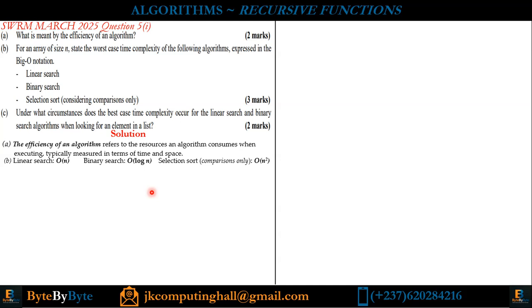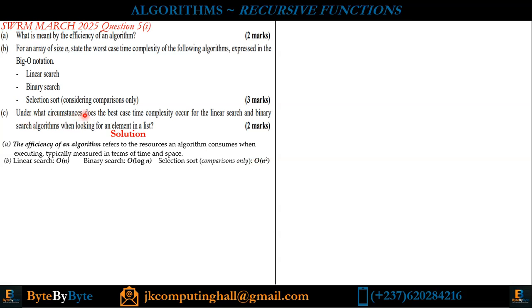The B part says, for an array of size n, state the worst case time complexity of the following algorithm expressed in big O notation. The worst case for linear search, as the name says, linear, so big O of n. Binary search, big O of log n. Selection sort, considering comparison only, we have big O of n squared.